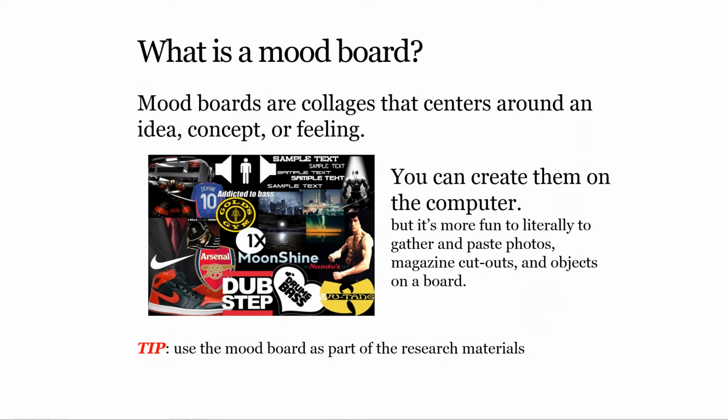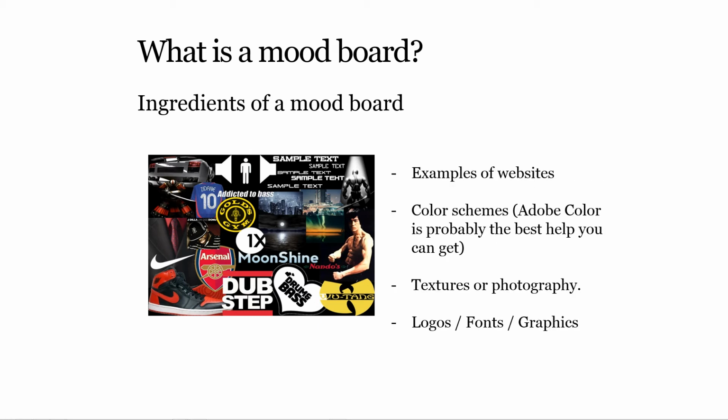So what exactly is a mood board? Basically, they are collages of images that centers on an idea or a feeling. In the past, a mood board was done with actual pasting of magazine cutouts, photos, and objects. Compiling them is a lot easier now that you can use your computer to paste your materials onto a digital board. The main ingredients of a mood board can consist of examples of websites, color palettes from photos, or sites like Adobe Color, textures, photographs, logos, typeface to graphics. Basically, anything in a visual form will be part of your collection.